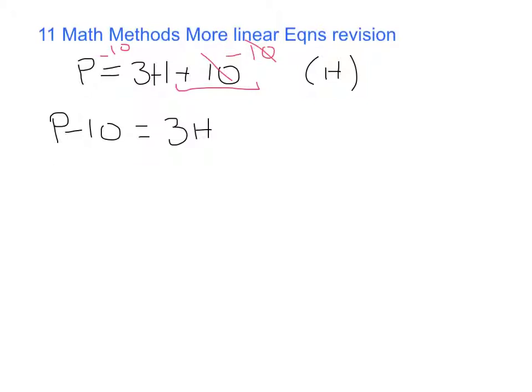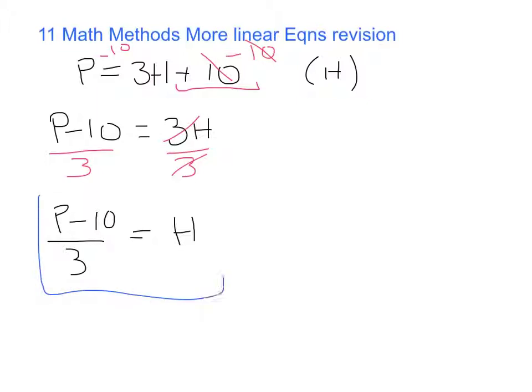So the next thing that we need to do to leave H on its own is to get rid of that 3. It's 3 times H, so the opposite of the times is divide, so we're going to divide both sides by 3. That'll cancel down like so, and leaves us with H is equal to P take away 10 over 3, and that's the answer that we're after for the first one.